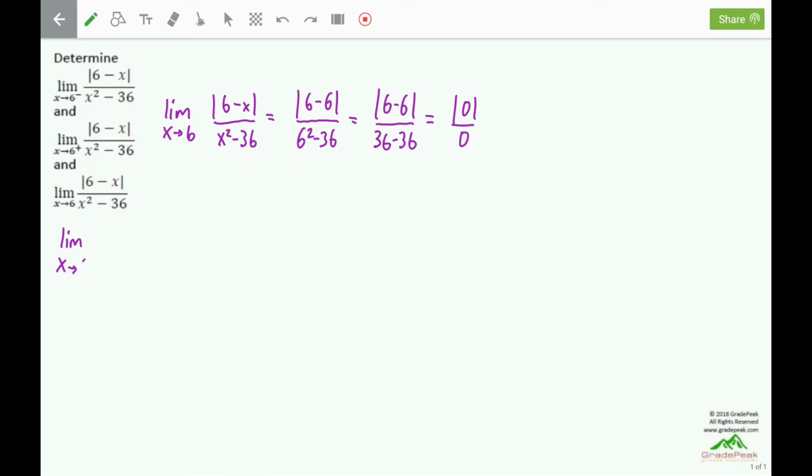So we can look at the limit as x approaches 6 from the left side, indicated by the negative superscript on the 6, and the limit as x approaches 6 from the right side, indicated by the positive superscript on the 6, of that same expression: absolute value of 6 minus x over x squared minus 36. And that'll be on both of them.